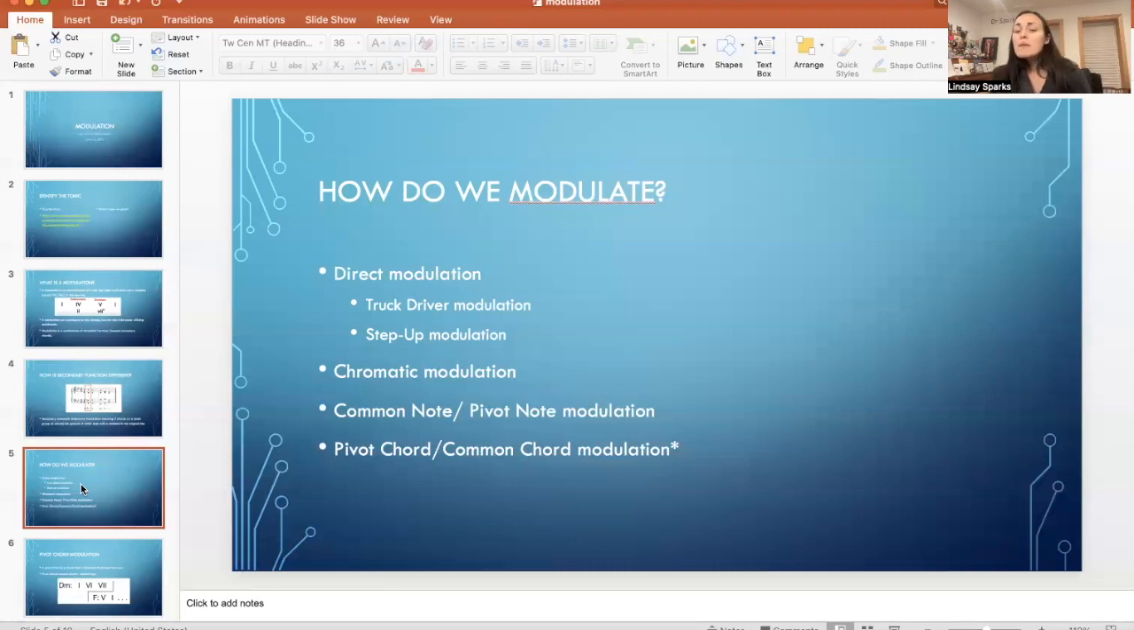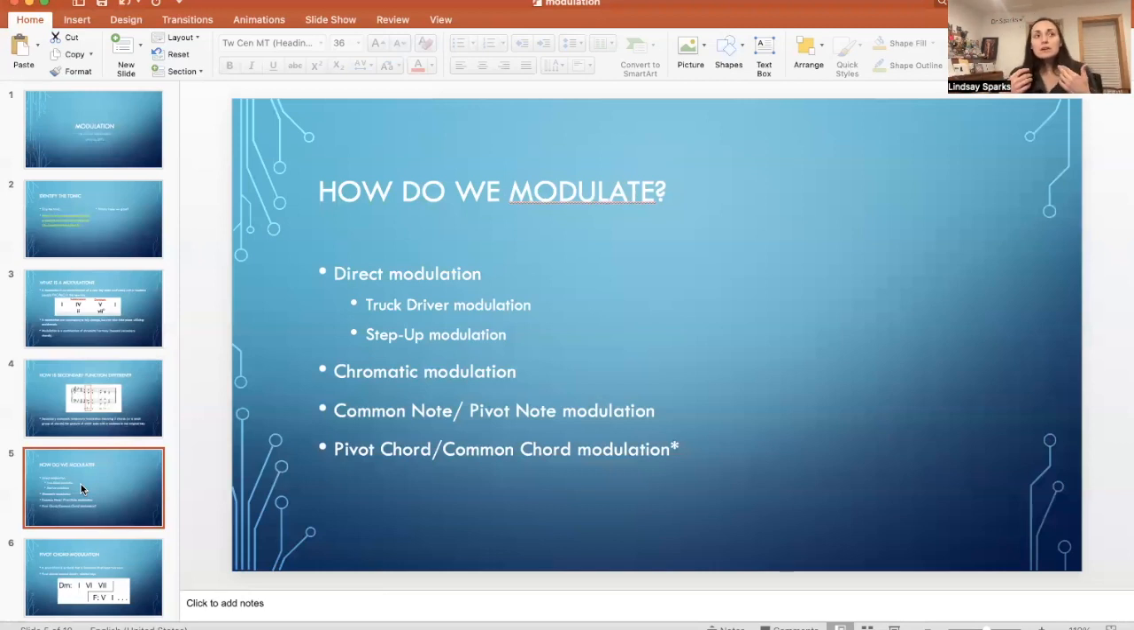We have something called common note or a pivot note modulation that often happens with a pedal note. Debussy loves this, where you take a note that you've had a lot of in the previous key, maybe it's your tonic, maybe it's a dominant, who knows, and then you leave all the harmonies behind, and here's this one note that then becomes a new function in another key. That's the common note.